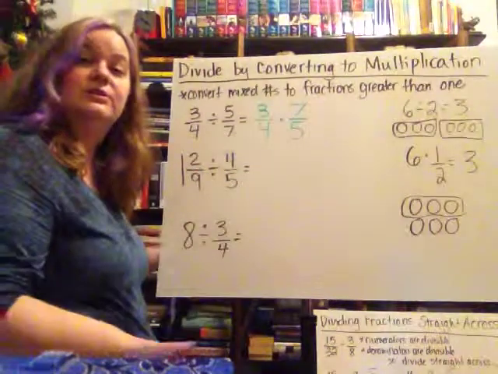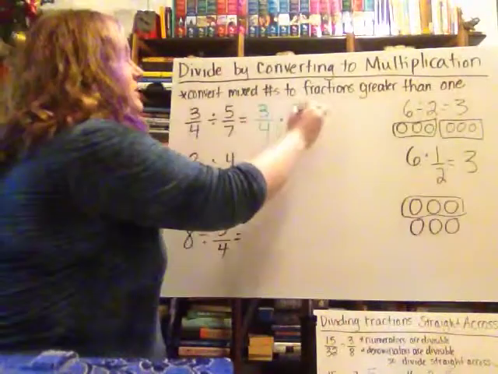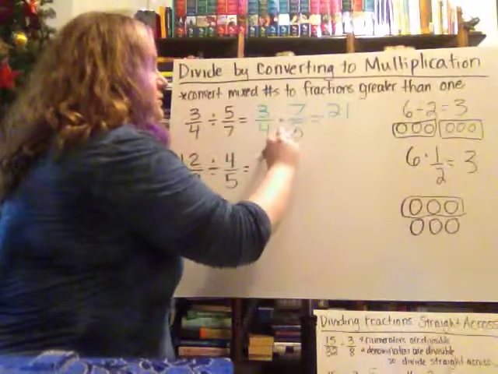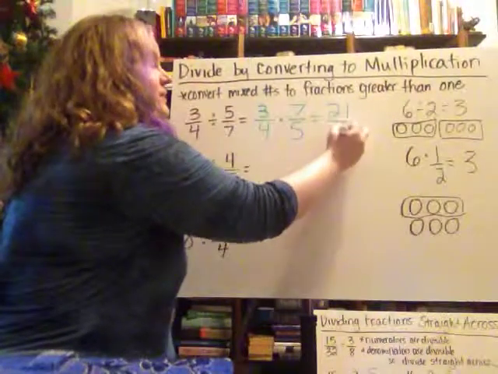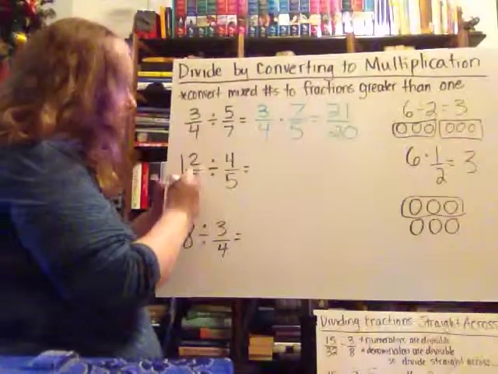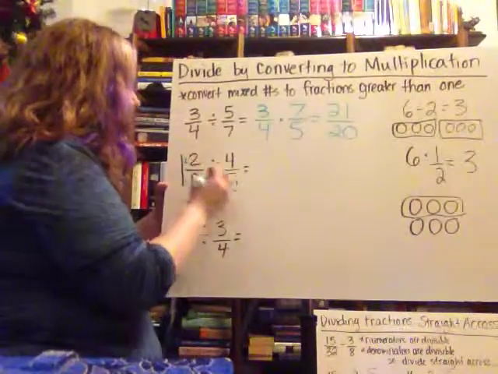And then all I'm going to do is follow the rules for multiplication. 3 times 7 is 21. 4 times 5 is 20. And there you have it. That's it. If I have a mixed number, I need to convert that to a fraction greater than 1 first.